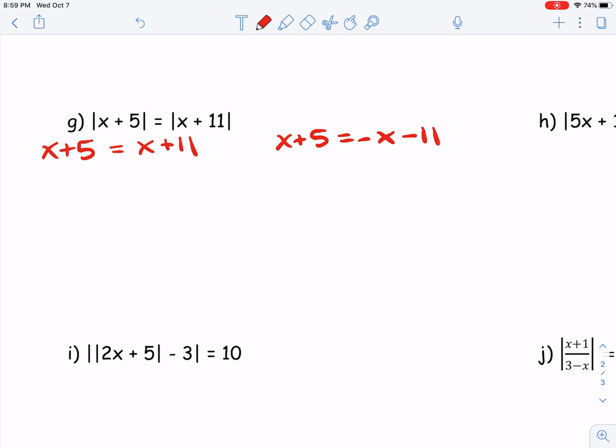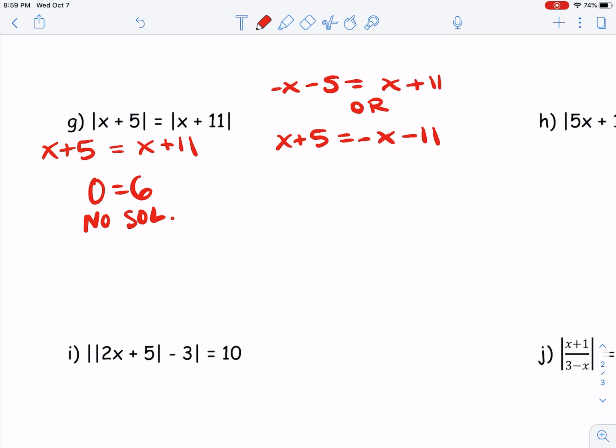Remember, it doesn't matter if you do the -x minus 5 equaling x plus 11 or the x plus 5 equaling -x minus 11. So on the left-hand side, solving for x, I end up getting something like 0 equaling 6. Well, that's not a true statement. Therefore, there's no solution for this part. That doesn't mean there's no solution for the entire equation though. So don't get ahead of yourself. You still need to check the other side.